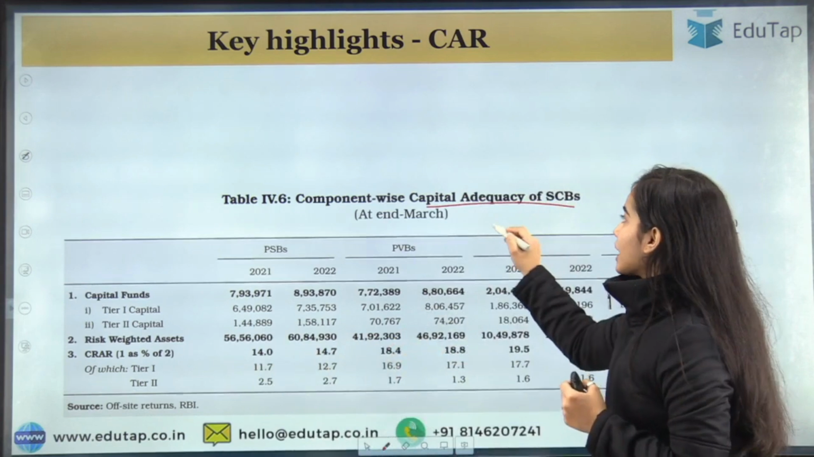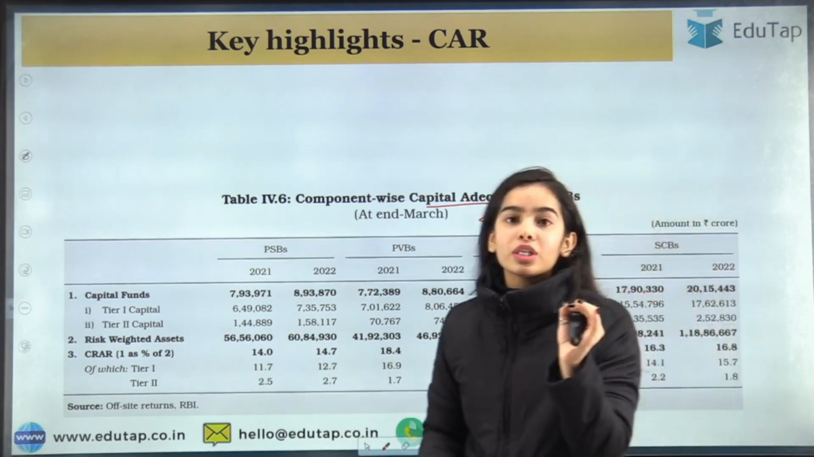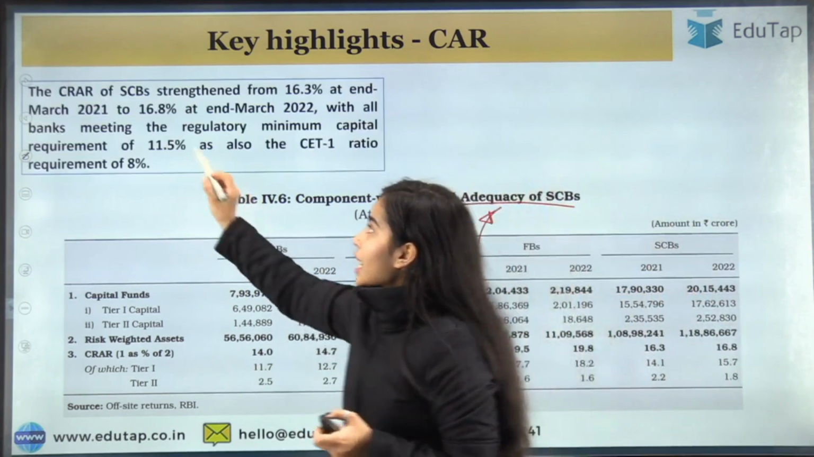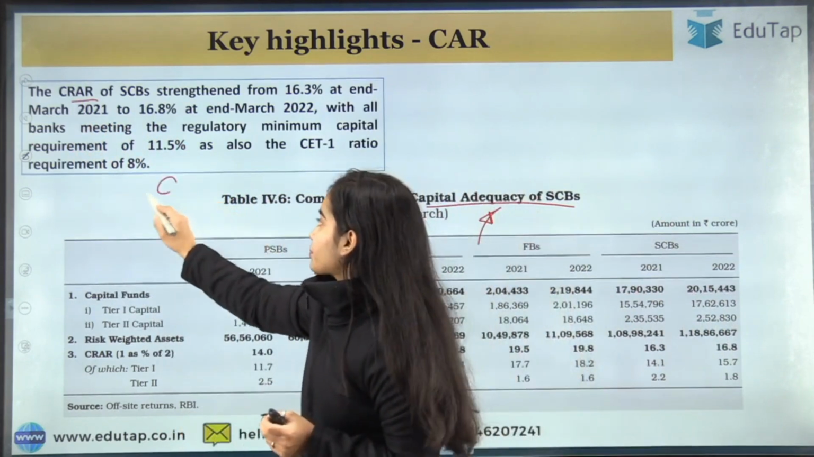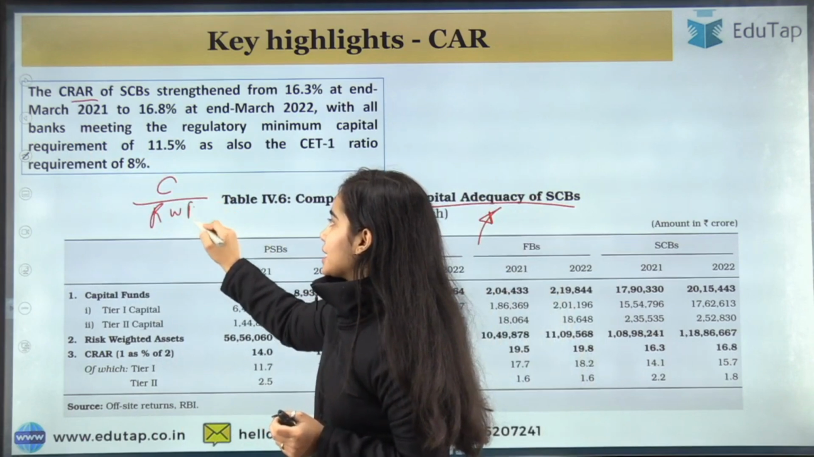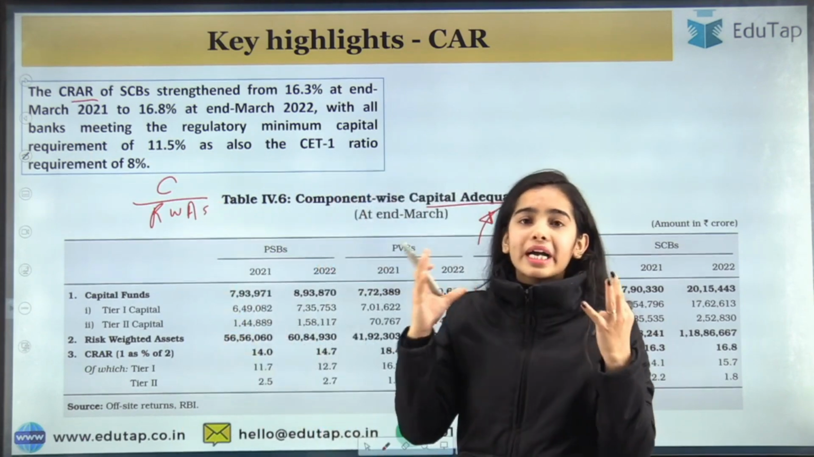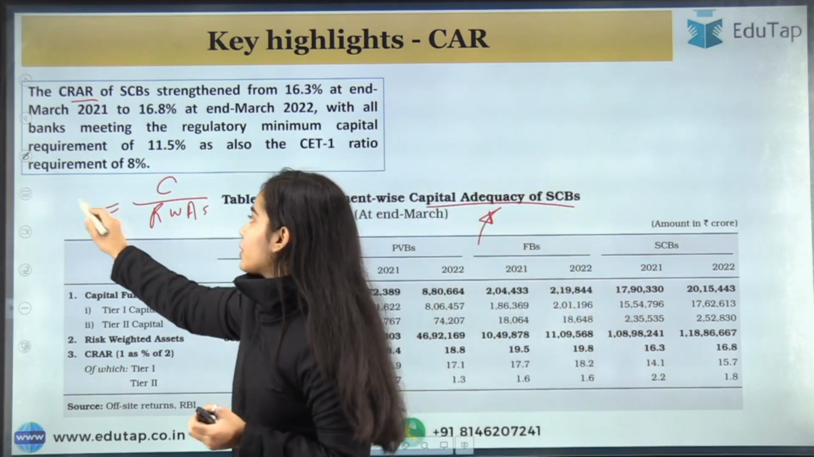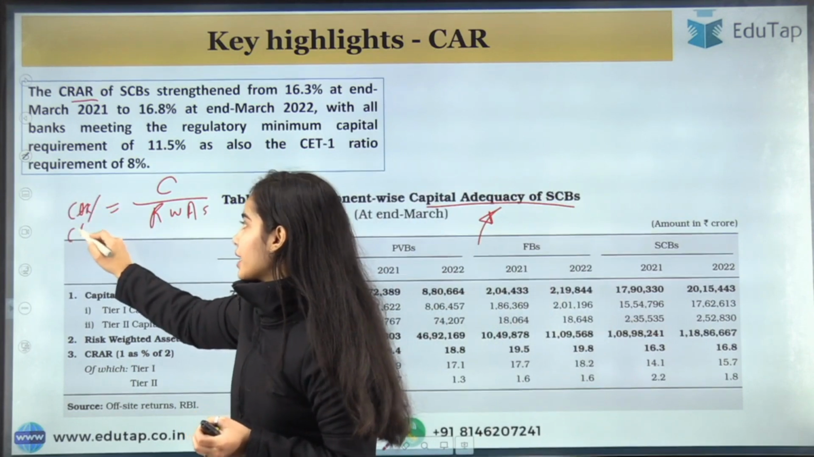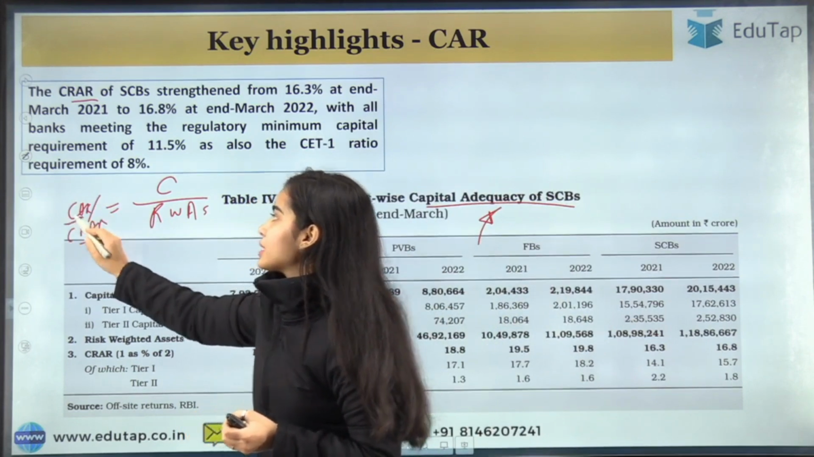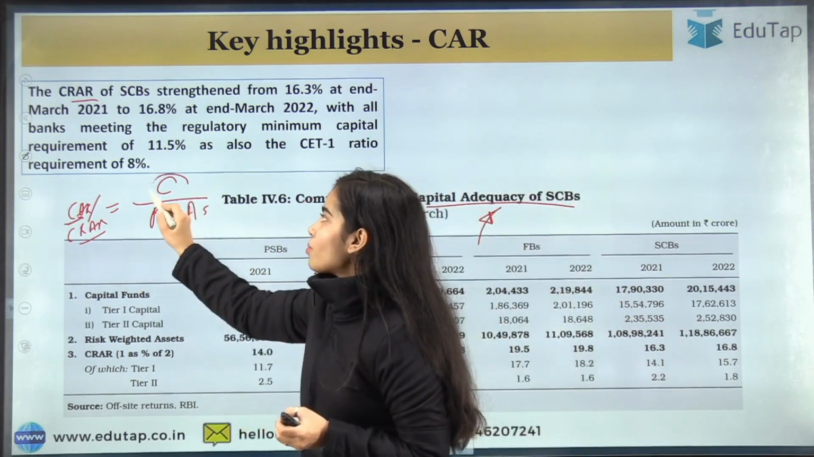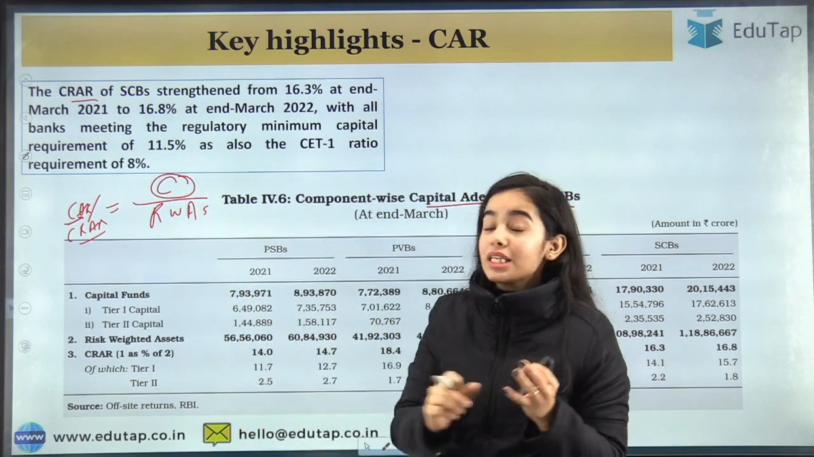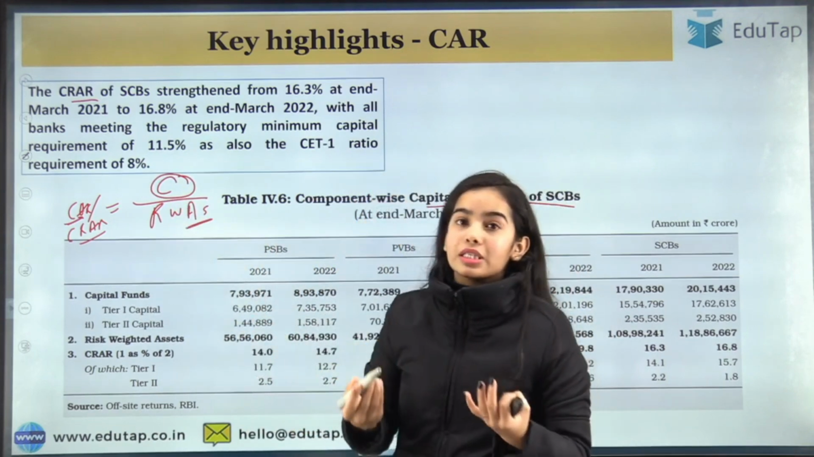Now coming to the capital adequacy ratio of the scheduled commercial banks. The CRAR is the capital to risk weighted asset ratio. I have again and again discussed the capital adequacy ratio, or CAR, which we can also call CRAR. It is how much capital the banks are keeping against the assets that have risk involved.